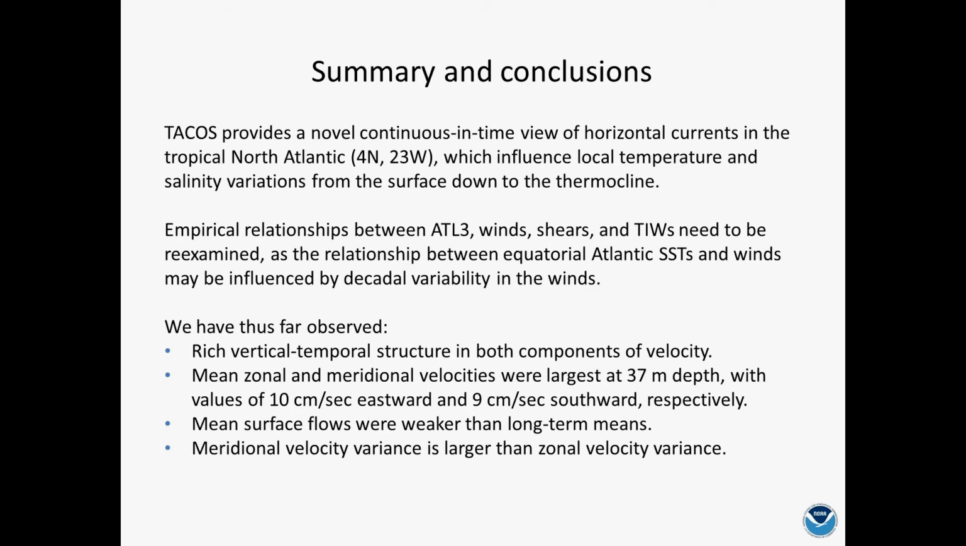What we've thus far observed from TACOS is that we have a rich temporal structure in both components of the velocity. The mean flow is largest in the subsurface, not at the surface. So the largest means were found at 37 meters, with values on the order of 10 centimeters per second eastward and 9 centimeters per second southward. And as I said, the mean surface flows were weaker than the long-term means. And then the other surprising result was that, unlike right on the equator, where zonal velocity has the largest signal, here meridional velocity had a really strong signal, and the variance was larger in almost everything we looked at for meridional velocity.